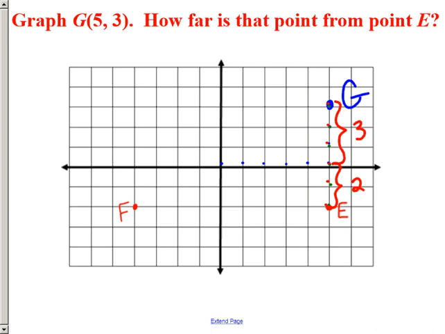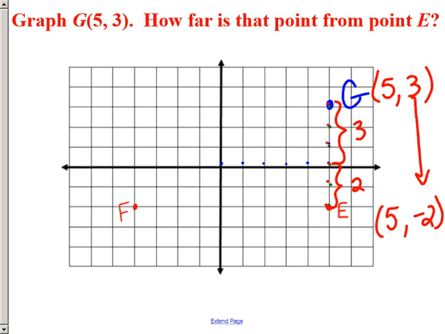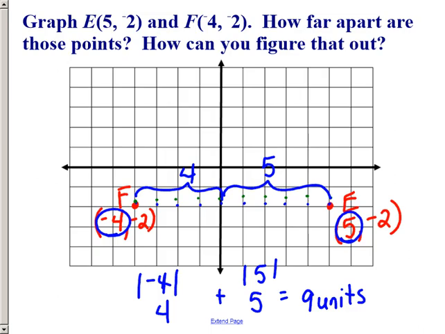And the reason why I could do that pretty easily is because if I look at my coordinates, G is at 5, 3, and E is at 5, negative 2. So because the x coordinates are the same, I'm really just counting the distance from 3 to negative 2 on a number line. That's really all that I'm counting is that distance. And it was the same thing when I was counting between F and E. Because F and E both had a y coordinate of negative 2, then what I was really doing was counting how far it was from negative 4 to positive 5.